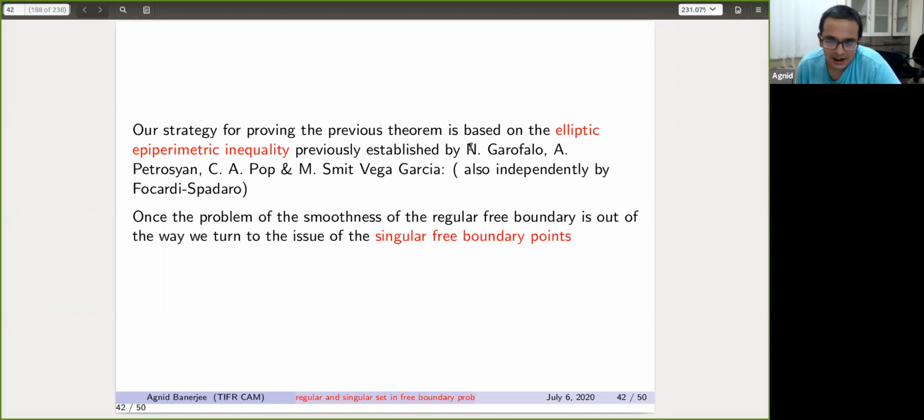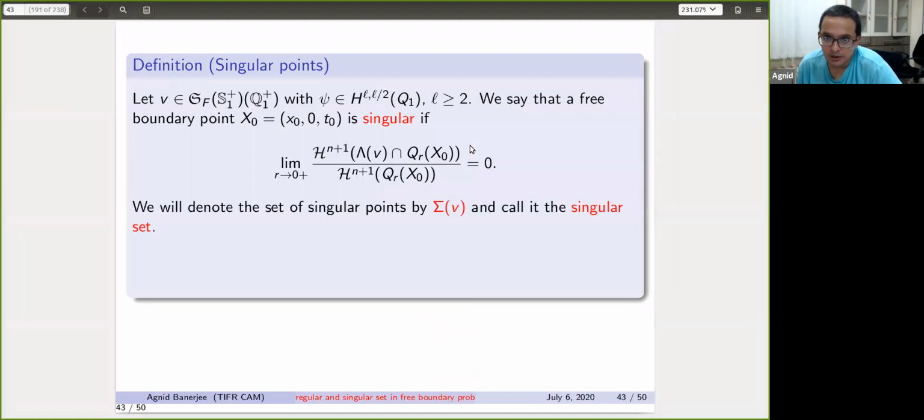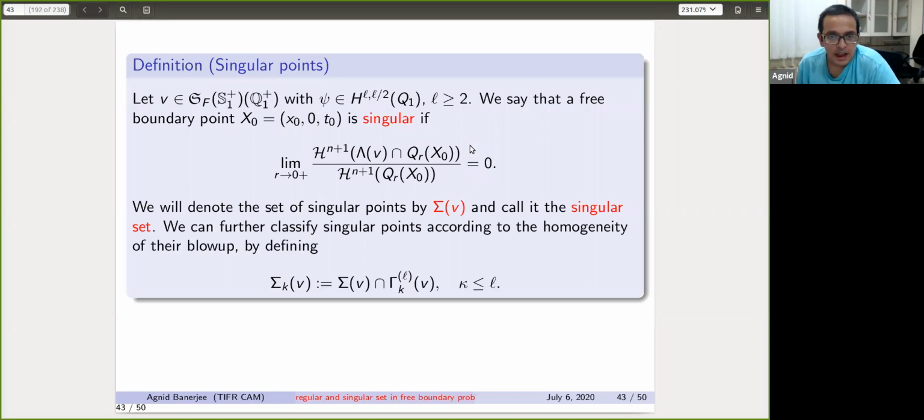Again, as I said, the problem of higher regularity of the free boundary is open, but nevertheless, once we have this basic regularity, we now turn our attention to the singular free boundary points. The singular free boundary points are defined as those where the coincidence set has zero density, similar to the classical obstacle problem. Unlike the classical obstacle problem, where the only frequency is 2, in the thin obstacle problem you can have varying frequencies. So we classify singular free boundary points based on the homogeneity of the blow-up. We call it Sigma_k, where the blow-up has homogeneity k.